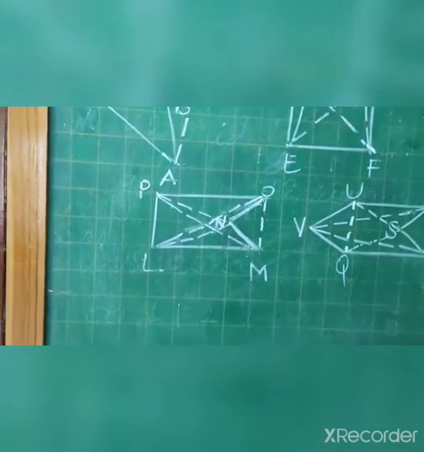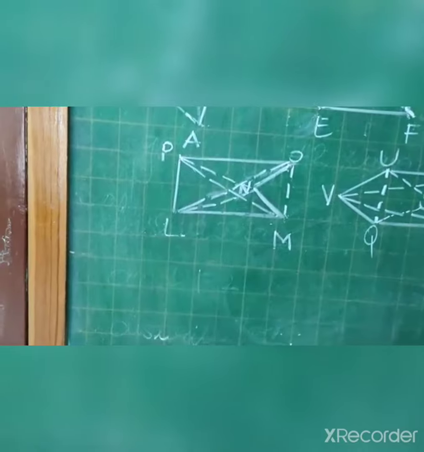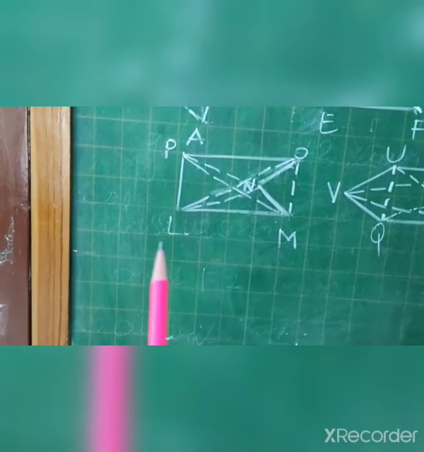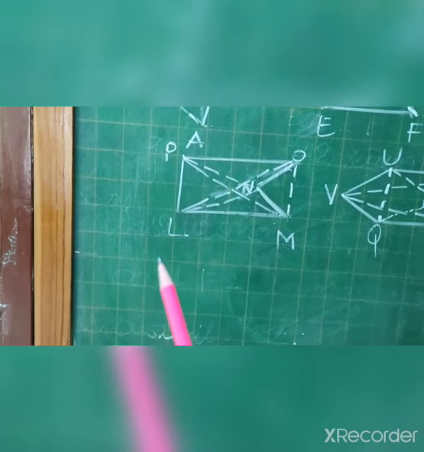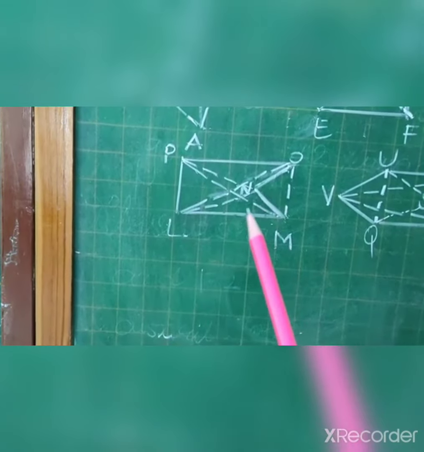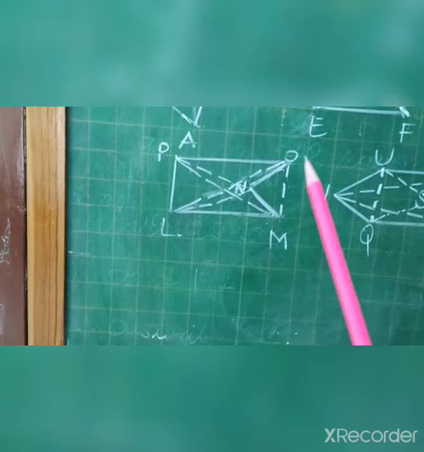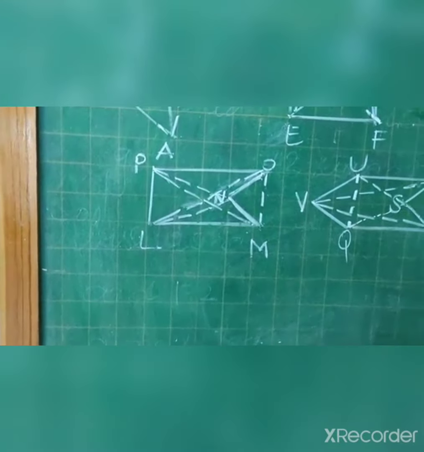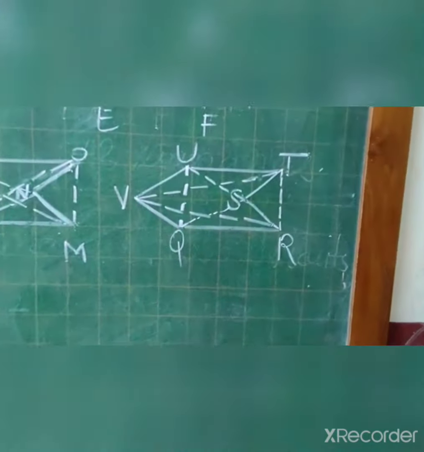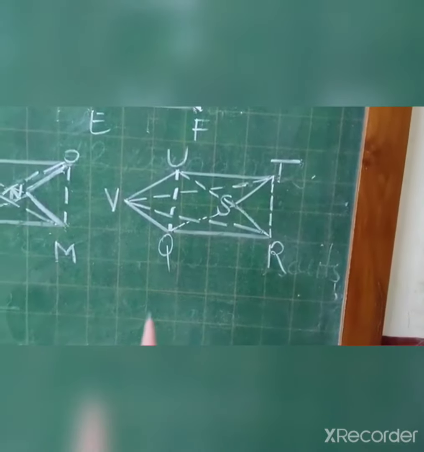Same way here. L to M, you will not take N. L to N. Then M to O is outside. Concave polygons. Same way here.